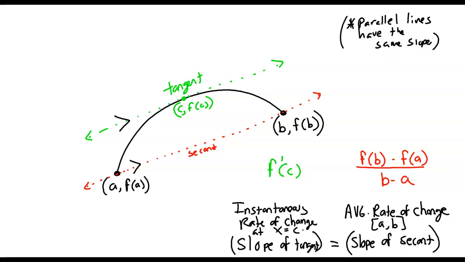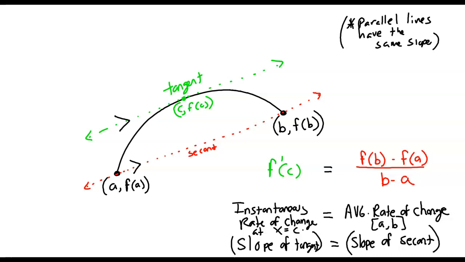All right. So if the slope of the tangent line is equal to the slope of the secant line because they are parallel, that means the instantaneous rate of change at x equals c is equal to the average rate of change on the interval. Okay? If the instantaneous rate of change is equal to the average rate of change, that means that f prime of c would have to be equal to f of b minus f of a over b minus a. Now, what we just did here was we found the point in time at which the instantaneous rate of change is the same as the average rate of change.